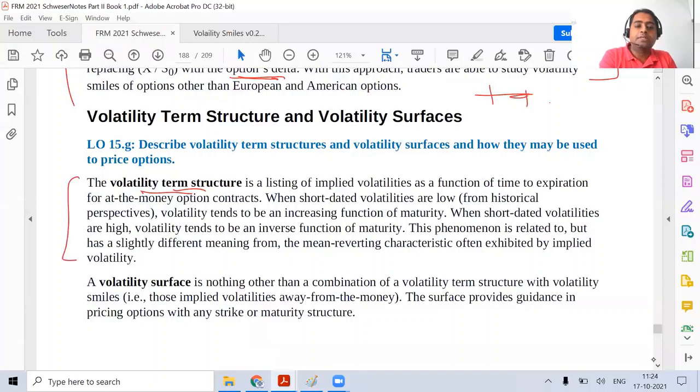I want you guys to read this part. And also, when they are referring to this, short dated volatilities are higher and it's an inverse function of the maturity. I will explain this point. When short dated volatilities are high, why exactly is it being mentioned? This is the same point which I think one or two people were asking initially, and I said that when we look at the table, we'll be able to understand it properly.